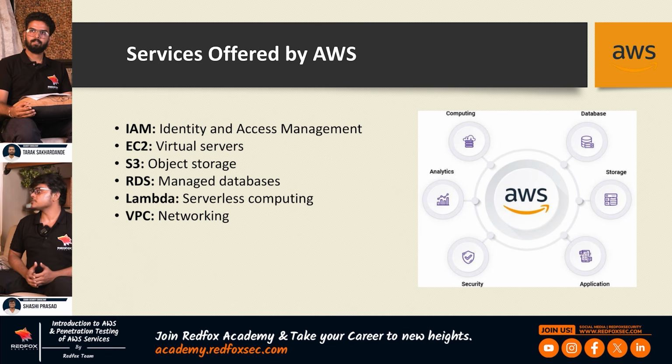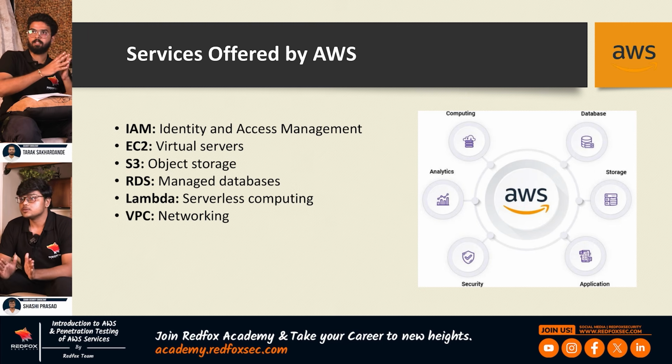Then we have the VPC service, which is a Virtual Private Cloud. It's an isolated network in the cloud. As the name suggests, it's an isolated virtual private cloud that is only dedicated to you. Okay. No one can interfere in that. So if you want to set up anything related to networking, you have to learn about VPC, the Virtual Private Cloud service. Oh, okay. So these were the major services that were offered by AWS.